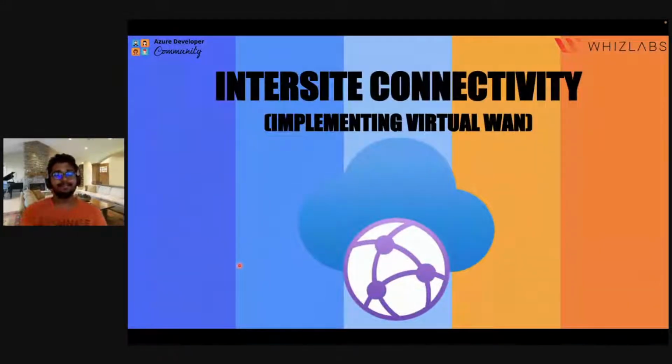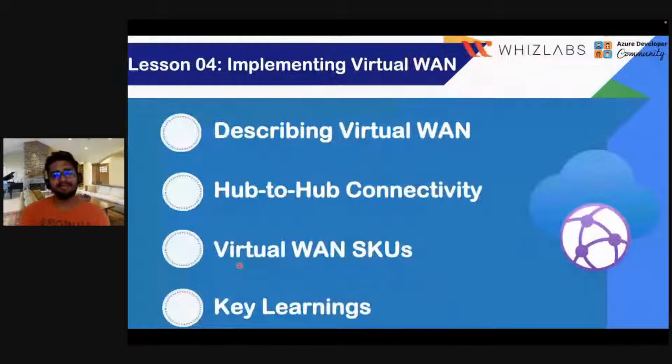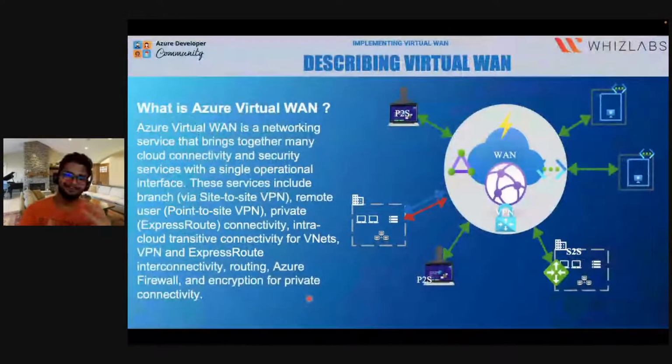So this is WAN. We will start with describing WAN, what it means, and then we will see some key points from this section. Definitely there is virtual WAN. You can have a solution for on-prem.